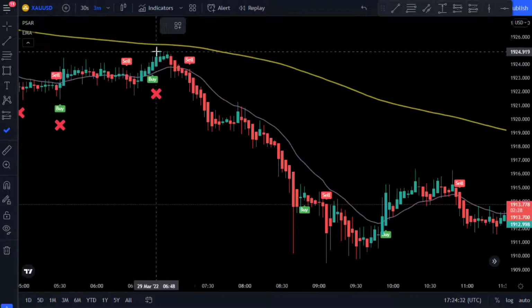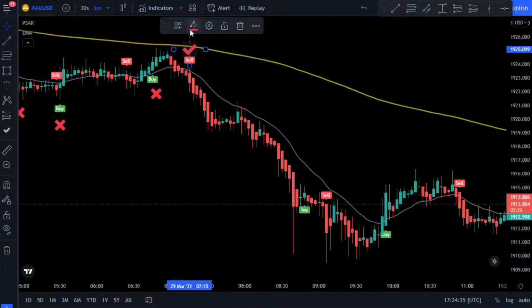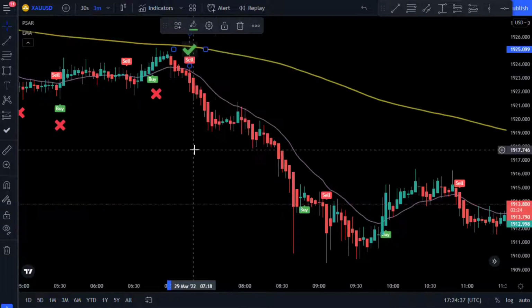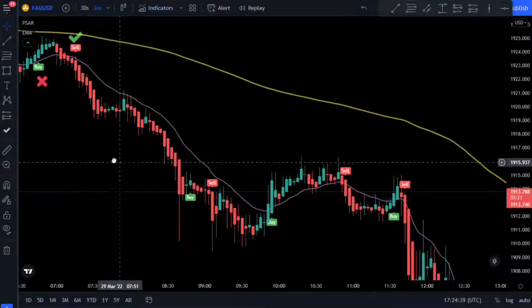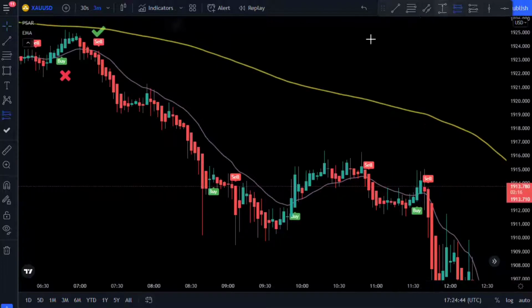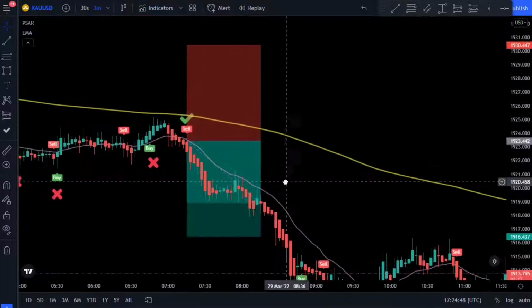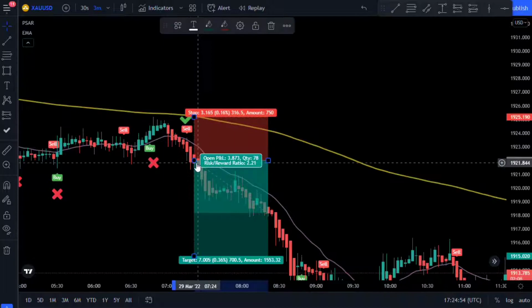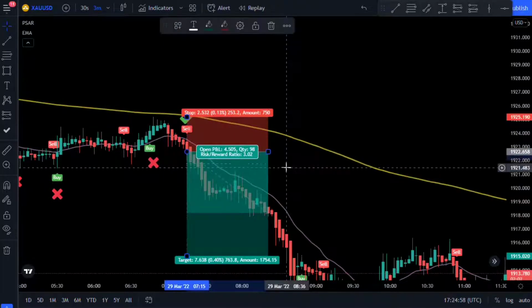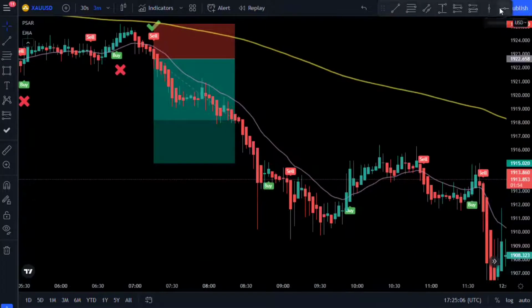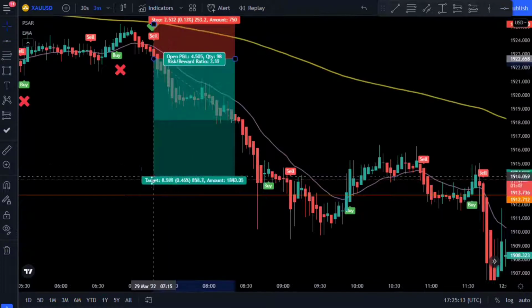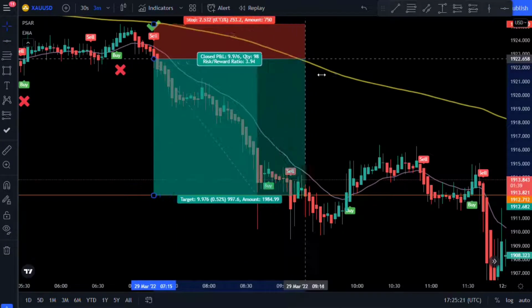For example, here the parabolic SAR indicator issued a sell signal. Whenever the candle was below the EMA line, this signal is valid. In this case, I will open a selling position. I place the stop loss on the EMA line. For the profit margin, I set it there when the candle crosses the EMA line upwards.